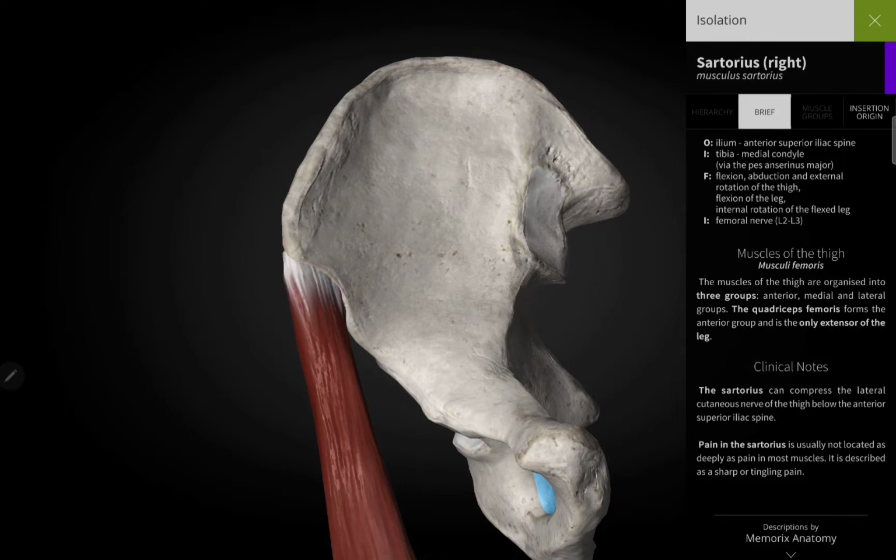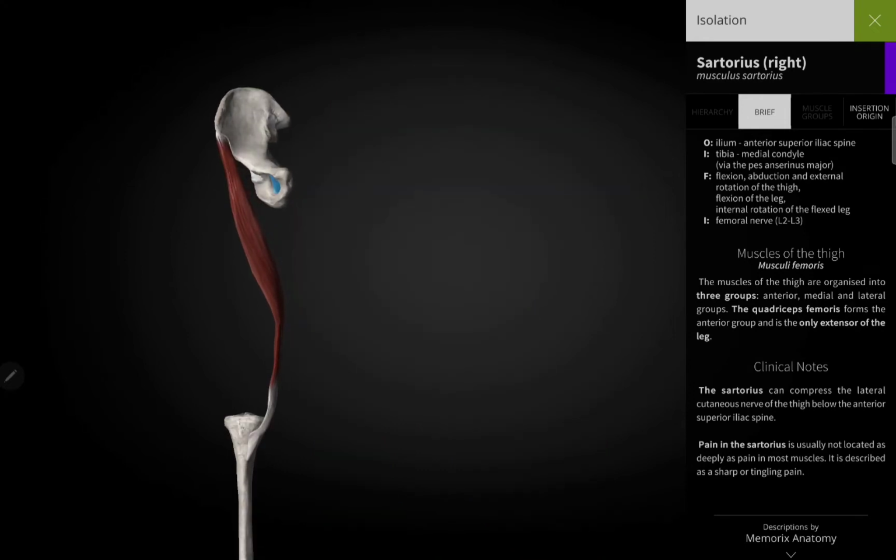So the sartorius muscle takes its origin from the anterior superior iliac spine of the ilium, and it just crosses the thigh from the lateral side to the medial side. You can see its course. So you can see how it takes its origin and you can follow its course here.